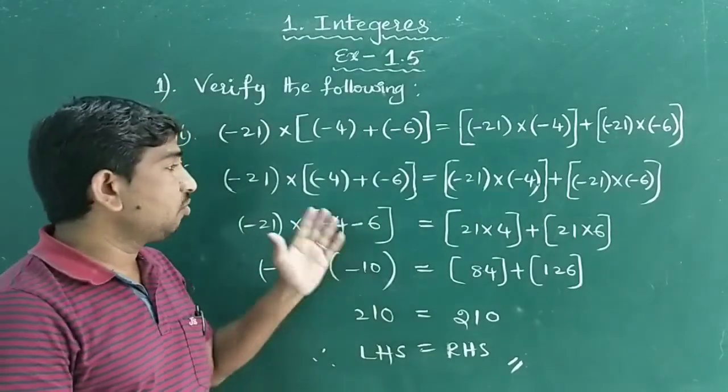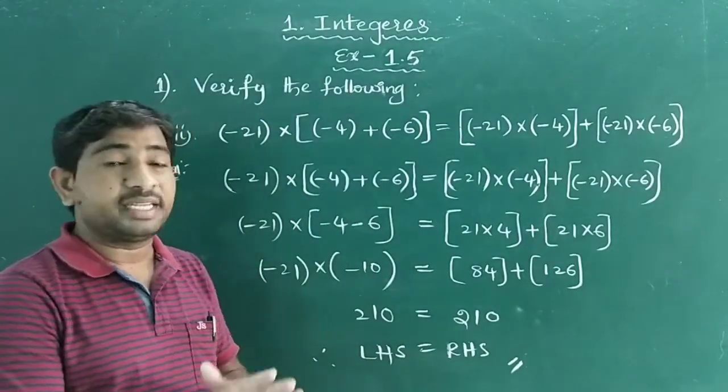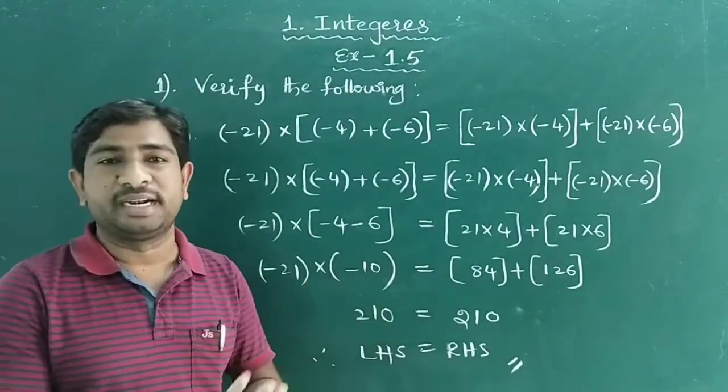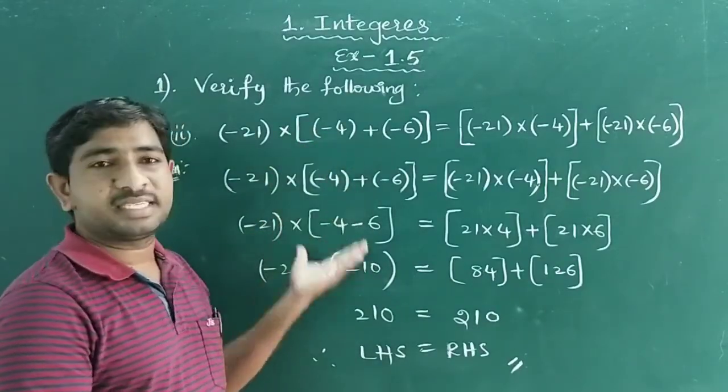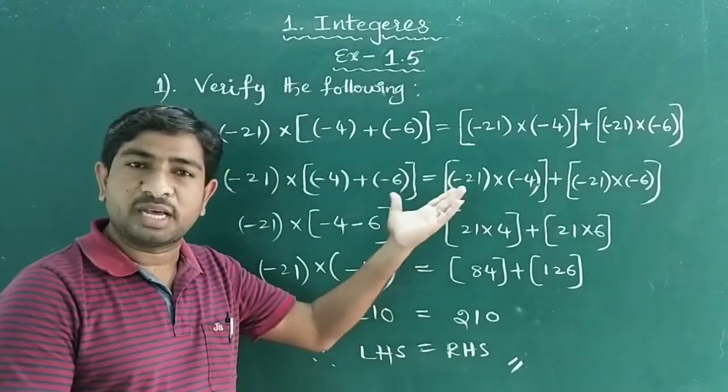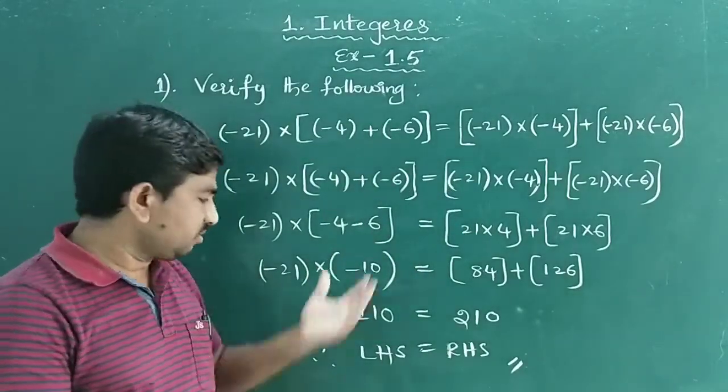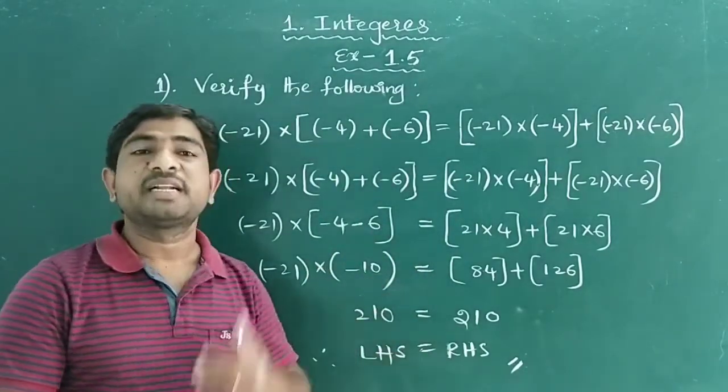Verify means we only have to verify. There is no need to write which property we are using here. Only verify the following means we have to prove that the left side value and the right side value are both the same or not. We have to check it. So LHS equals RHS. First bit completed.